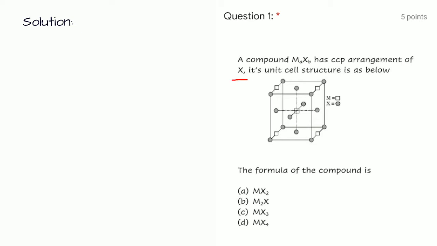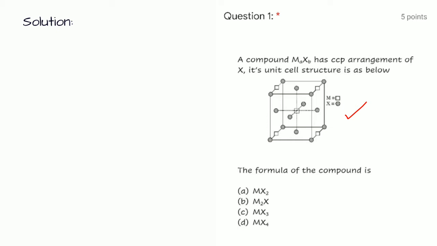Here it is also given that the compound is MaXb, but we don't know the values of a and b. Its unit cell structure is given as below. That means they also give you the figure of the unit cell. By using this figure, the structure of this one unit cell, we have to find out the values of a and b. If you are able to find a and b, then you can easily find the formula of the compound.